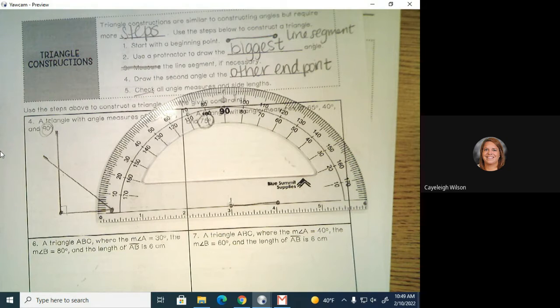65 is halfway between 60 and 70. Yep. You're super speedy.